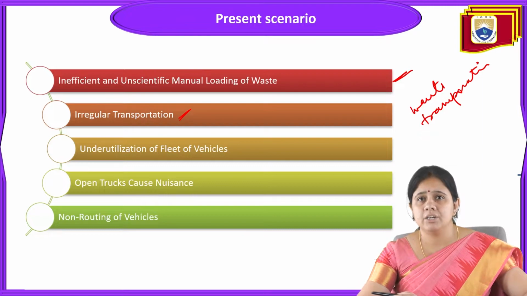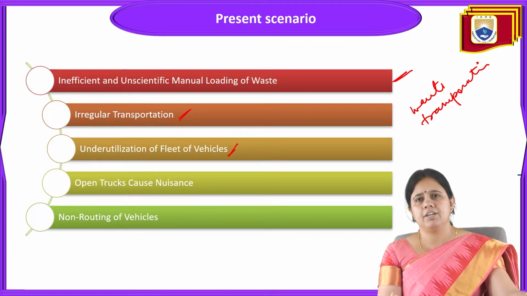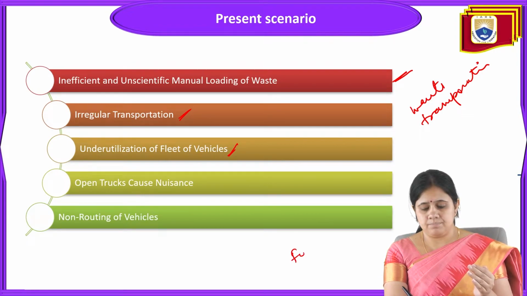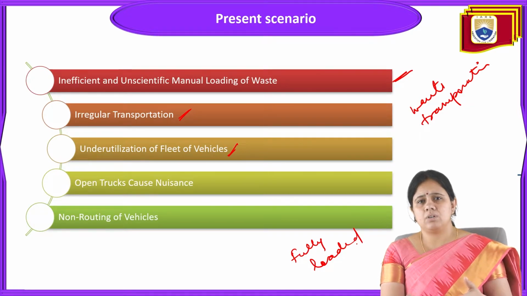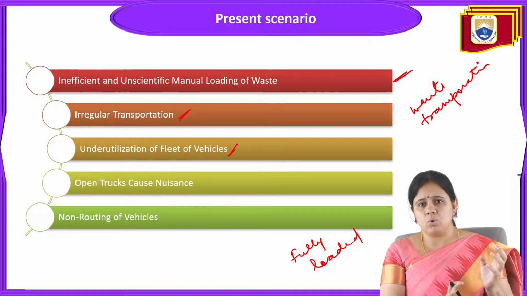And the next point is underutilization of the fleet of vehicles. This point is also very important. They are not using fully loaded vehicles. They take half loaded vehicles to the delivery location and then come back. So this is sometimes not cost effective and not efficient. The point is that the whole transportation system, or the layout of a city, should be cost effective and economical also.